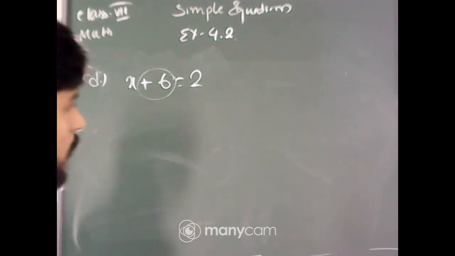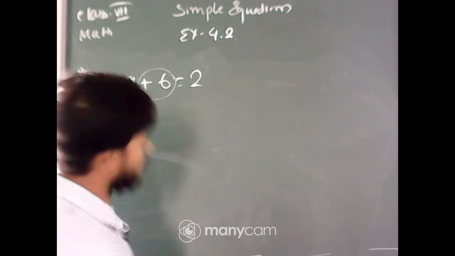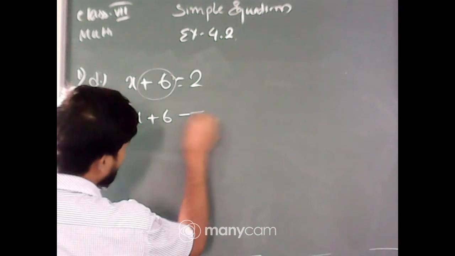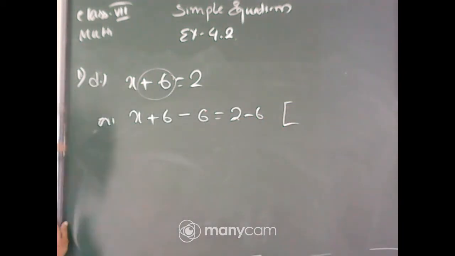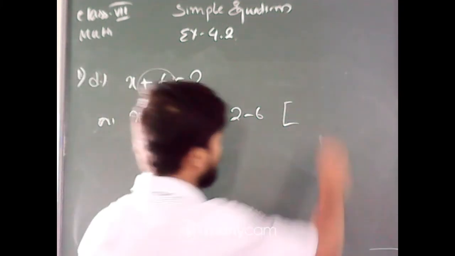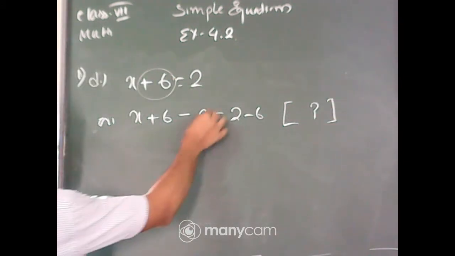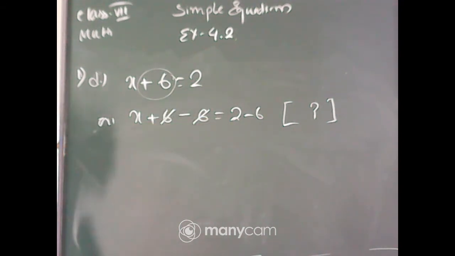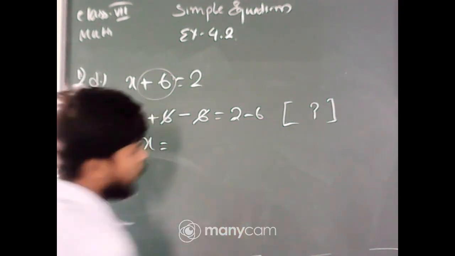Yes, we have to subtract 6 from both sides. So x plus 6, we are subtracting 6 from both sides, and we must not forget to write the first step. Here we will write subtracting 6 from both the sides. By subtracting 6, this minus 6 and this plus 6 will cancel each other. That means the value of x will be 2 minus 6.